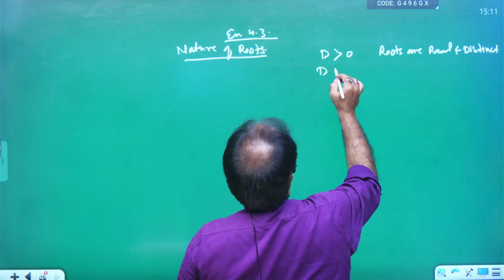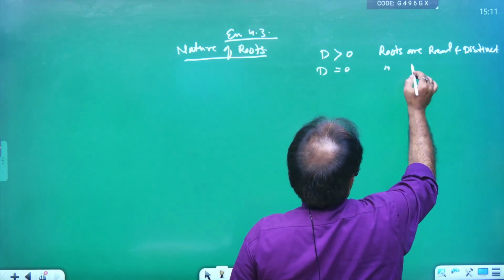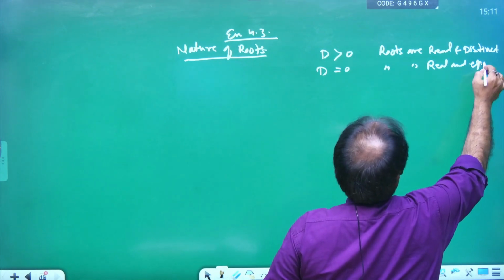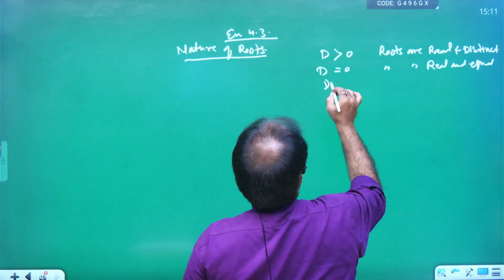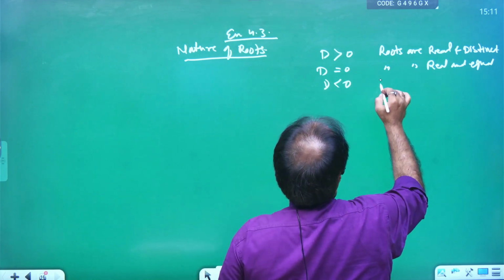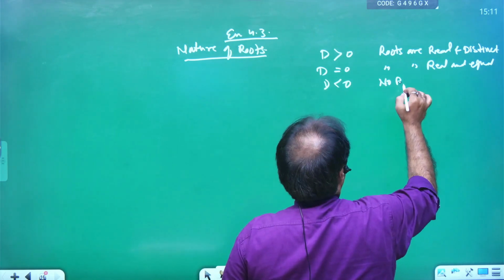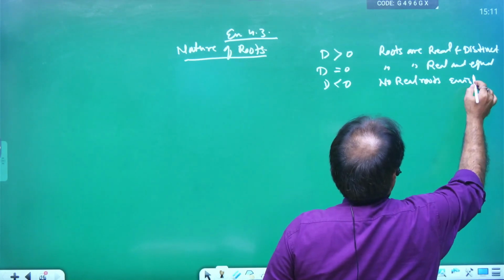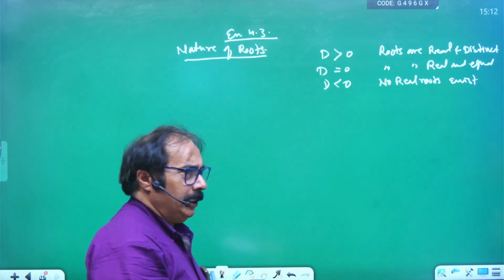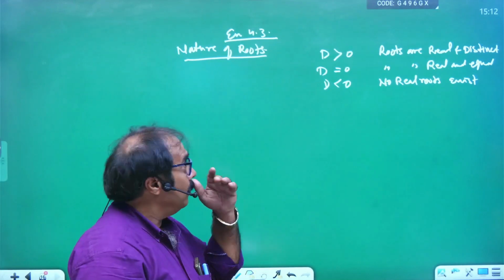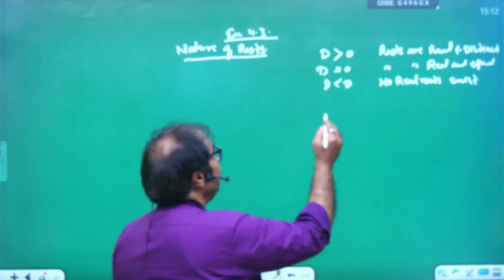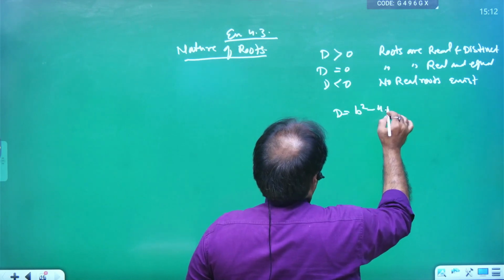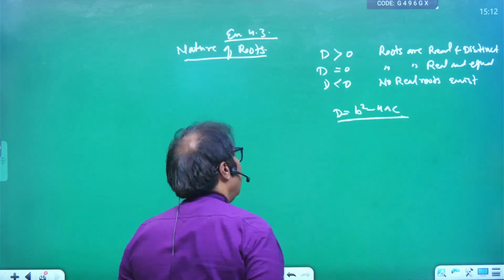And if discriminant is equal to 0, then roots are real and equal. And if D is less than 0, then no real roots exist. Roots will exist, but they will be imaginary, but it is not in our syllabus, so we will not discuss. And what is D? D is discriminant, that is b square minus 4ac, right?